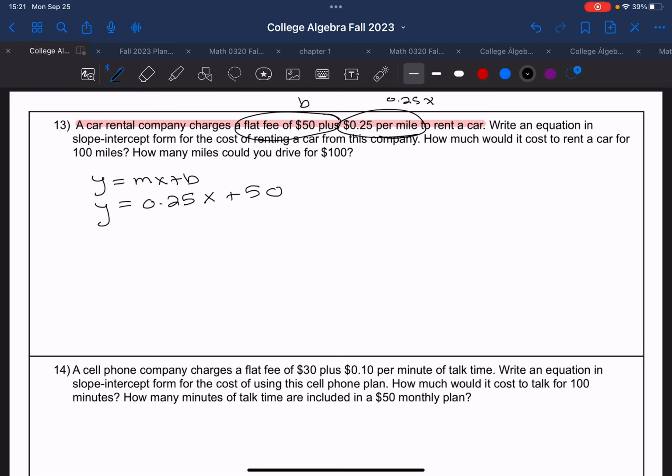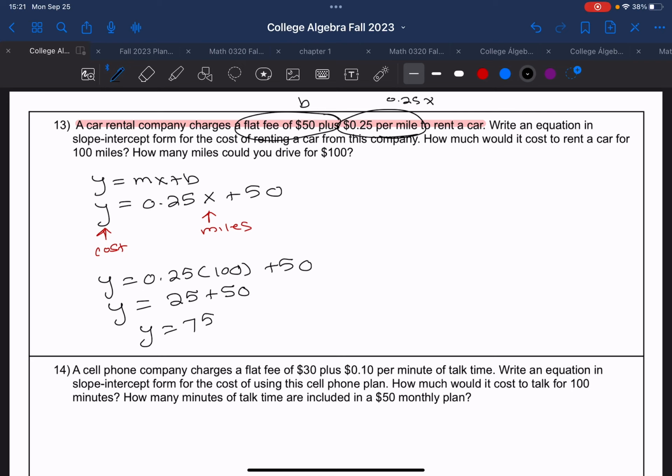Then it says how much would it cost to rent a car for 100 miles? In this case, our miles is our x and our y value is the cost. So we're plugging in that 100 for x. y is equal to 0.25 times 100 plus 50. That gives us y is equal to 25 plus 50, which gives us y is equal to 75. So for 100 miles, the cost is $75.